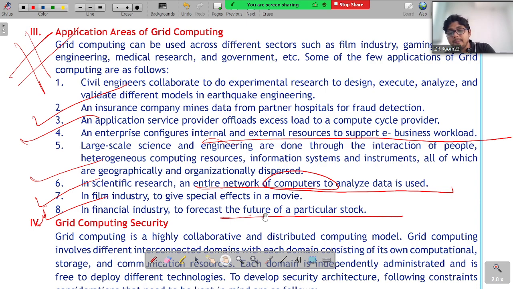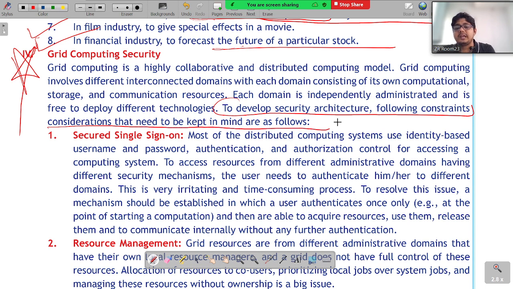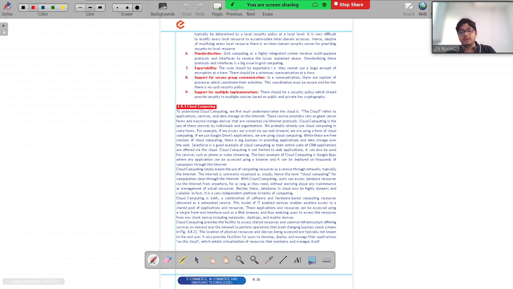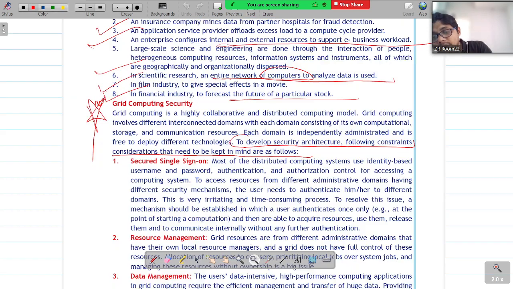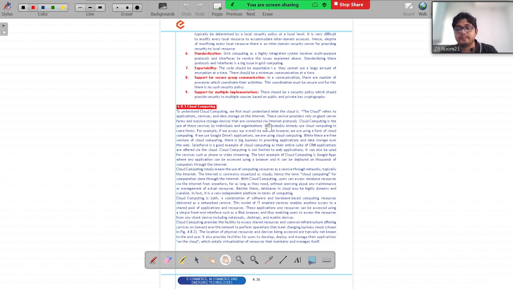Now, grid computing security. Now listen. This is a star mark. Underline this line: to develop security architecture, the following constraints need to be kept in mind. There are total 9 points. We need to do at least 5 points minimum. So listen, I am telling you very easy points first.